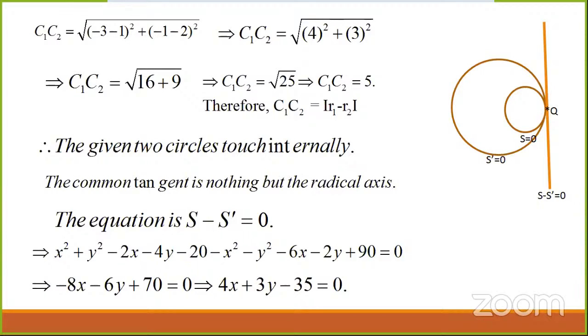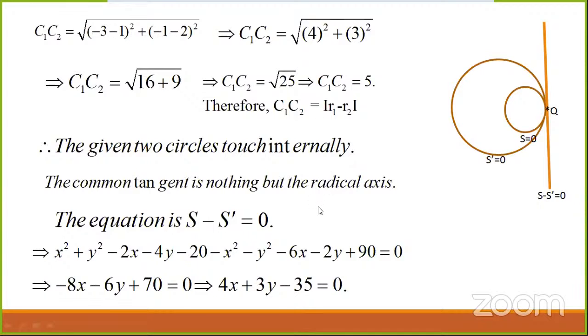Now, the question is not yet over. Our aim is to find the point of contact, that is the coordinates of Q, as well as the equation of the common tangent of S equal to 0 and S dash equal to 0 at this point Q. In the chapter circles, we used to find this Q and then substituting Q in the formula S1 equal to 0, we used to get the equation of the common tangent.